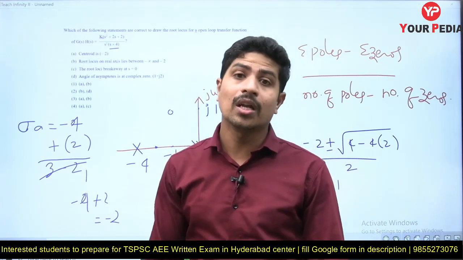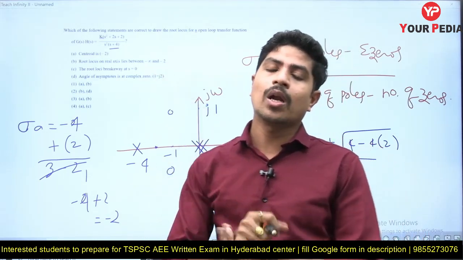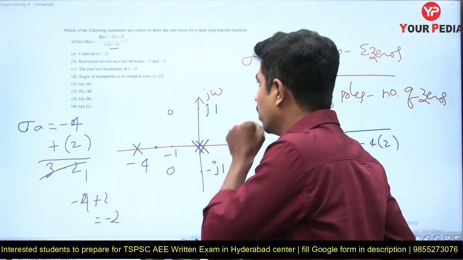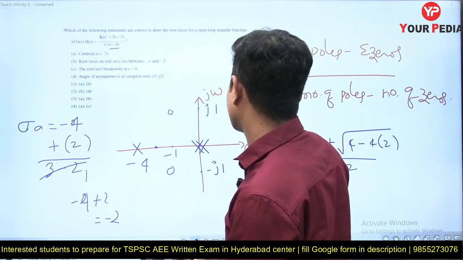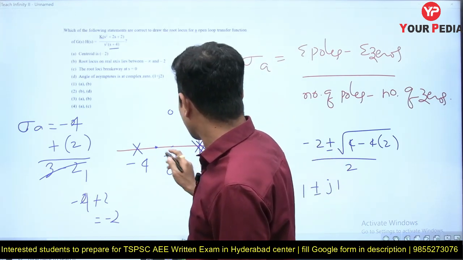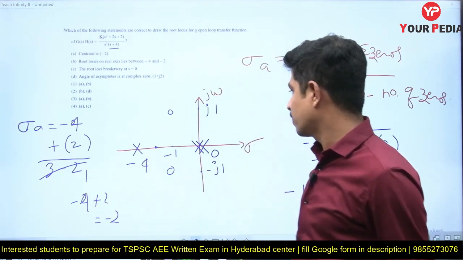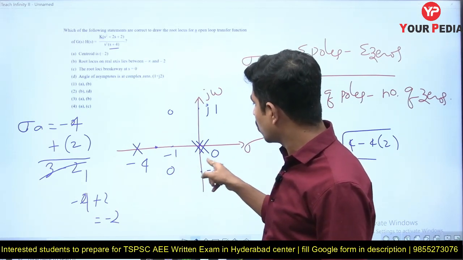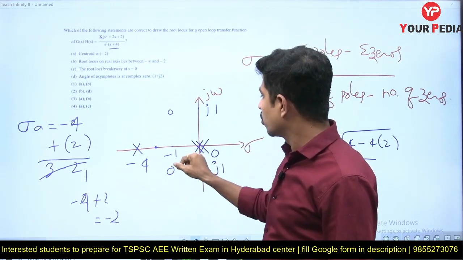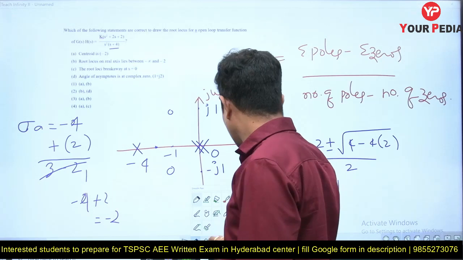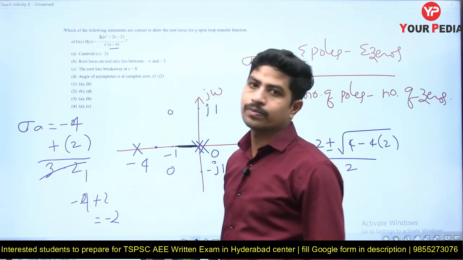On the real axis, root locus exists where, to the right side of that point, the total number of poles and zeros must be odd in number. On the real axis between 0 and minus 4, it nowhere exists. Why? Because if you take any point on the real axis between 0 and minus 4, the total number of poles and zeros existing to the right side of that point will be even in number. Two poles, two zeros.